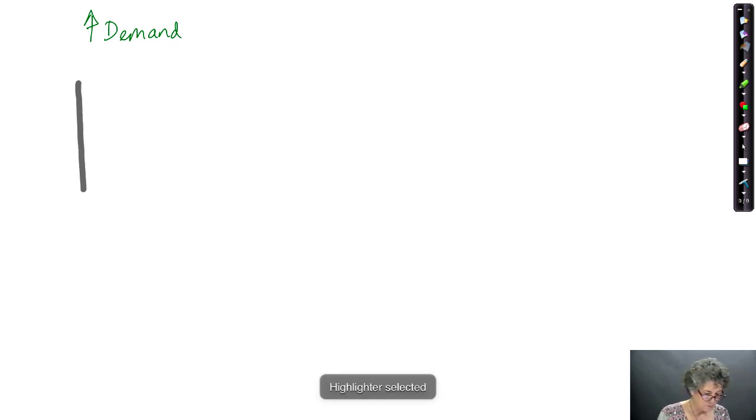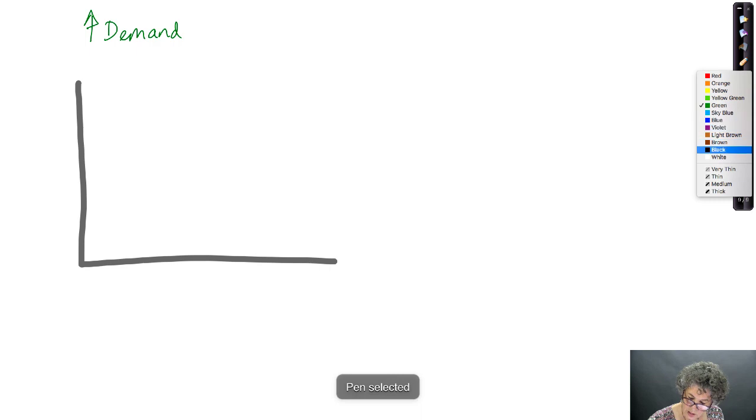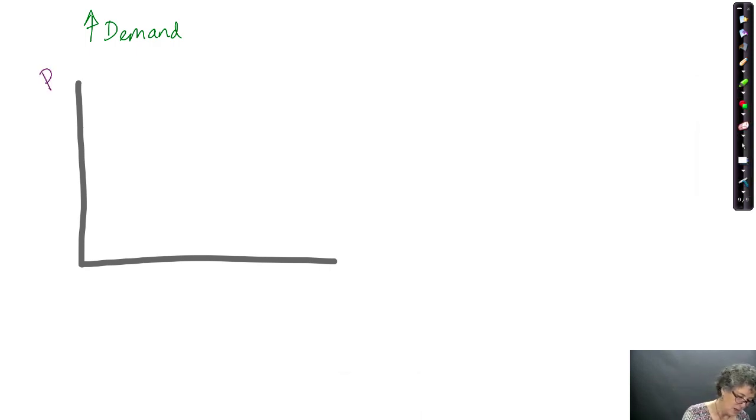All right, let's do a picture. Suppose something happens to lead to an increase in demand. So remember, an increase in demand means an increase in quantity demanded at each and every price. So draw your axes. Violet, let's do violet. Price on the vertical, quantity on the horizontal. Let's just stick with the market for frozen yogurt.